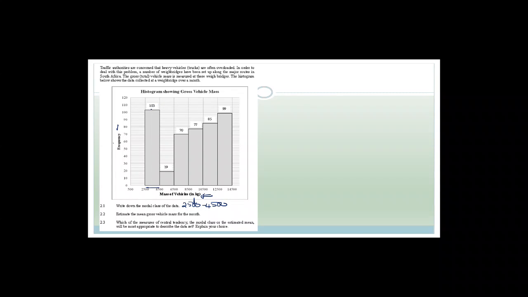So what we're going to do is find the middle value of each. Halfway between 2,500 and 4,500 is 3,500. Halfway between 4,500 and 6,500 is 5,500. Halfway between 6,500 and 8,500 is 7,500. Halfway between 8,500 and 10,500 is 9,500. Halfway between 10,500 and 12,500 is 11,500. And halfway between 12,500 and 14,500 is 13,500. So what are we saying? Okay, fine.